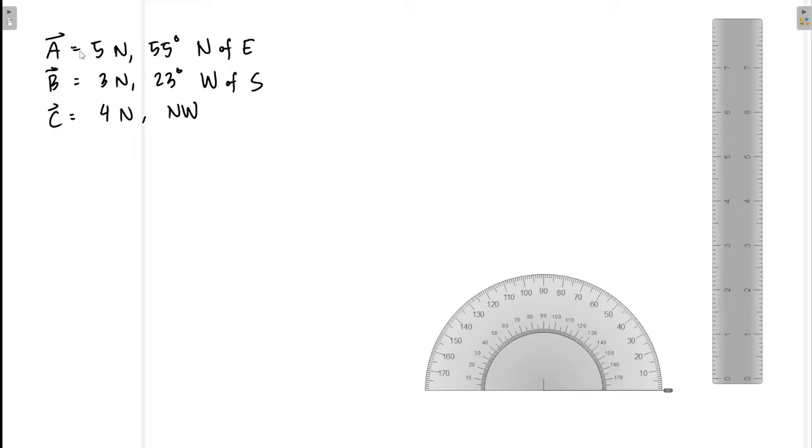Okay, so suppose we'd like to add itong ating tatlong vectors dito. We have vector A having a magnitude of 5 newtons. So our resultant R can be expressed as vector A, plus vector B, plus vector C. Okay, so how do we go about solving for vector R?